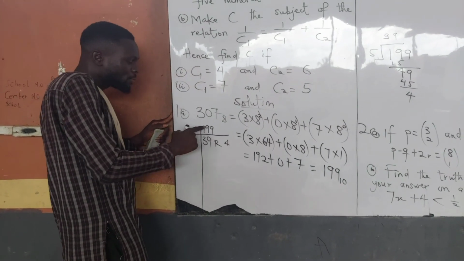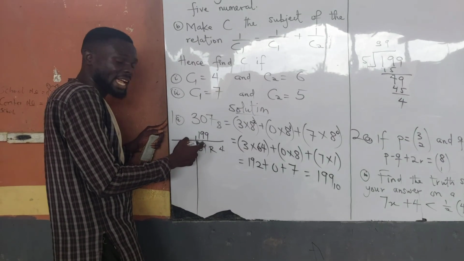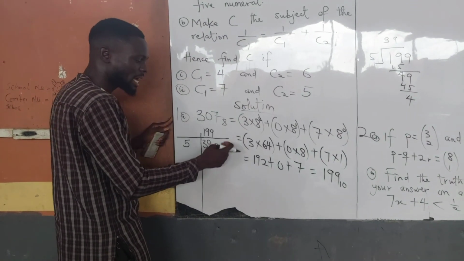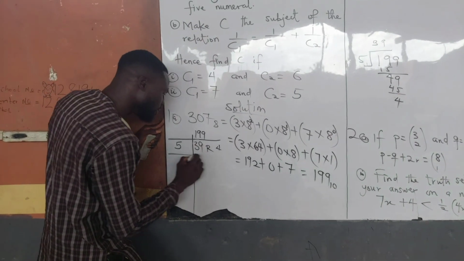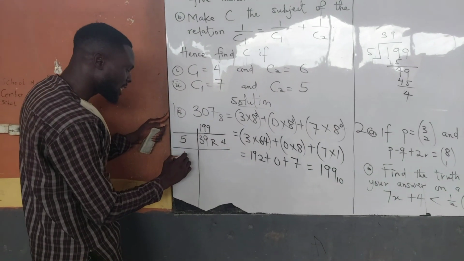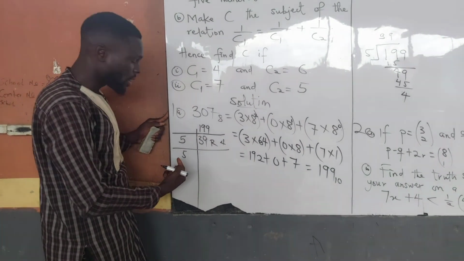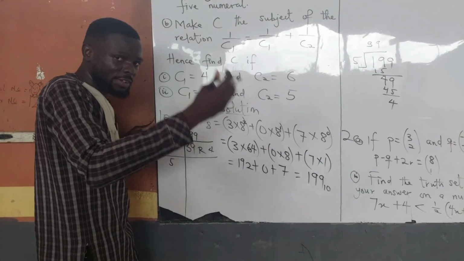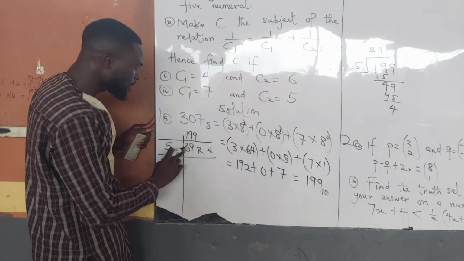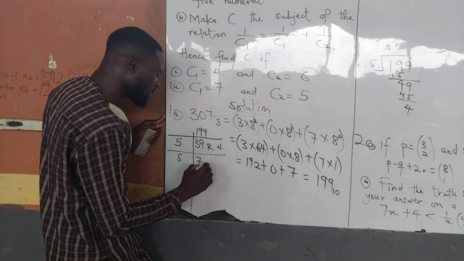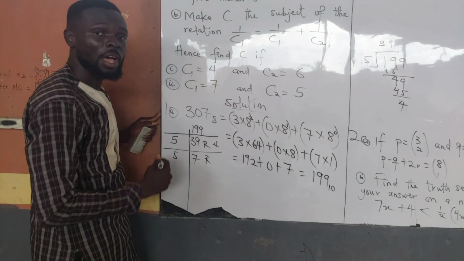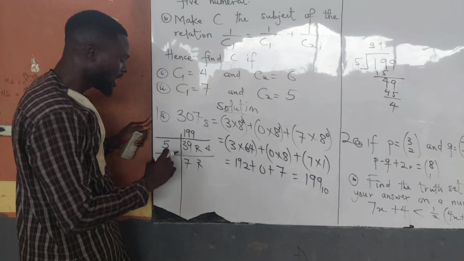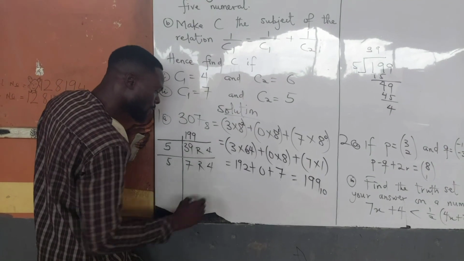So 5 going into 39 is 7 times, and the remainder is 4. Again, ask yourself, 5 will go into 39 how many times? 5 times 7 is 35, sorry. So 5 will go into 39 7 times, leaving a remainder of 4.